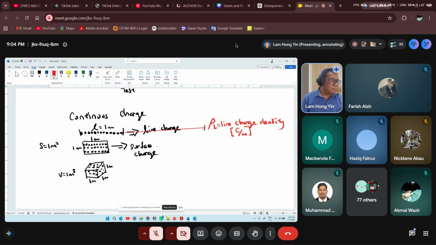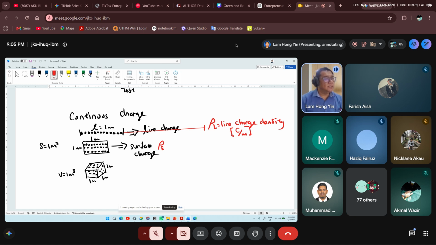Then the same thing happens. I want to know how much charge is in one big surface. You don't care about the whole surface. You only take 1 meter by 1 meter and count how many coulombs of charge are inside. We call this rho S.